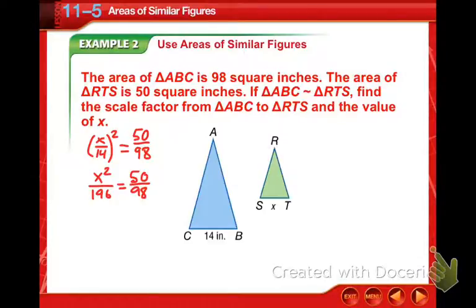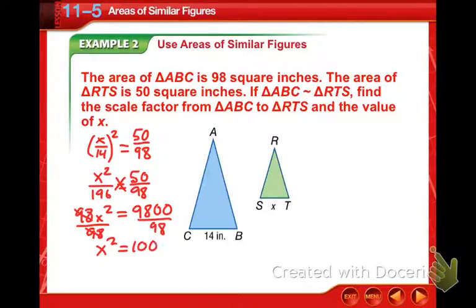So now we can cross multiply. 50 times 196 and 98 times x squared. So 50 times 196 comes out to be 9,800. We divide by 98. And our x squared now is equal to 100.